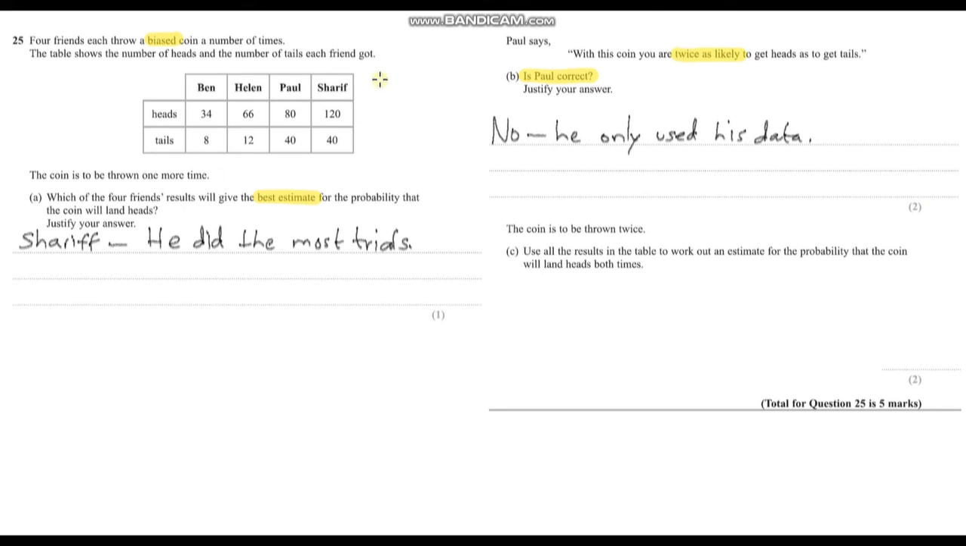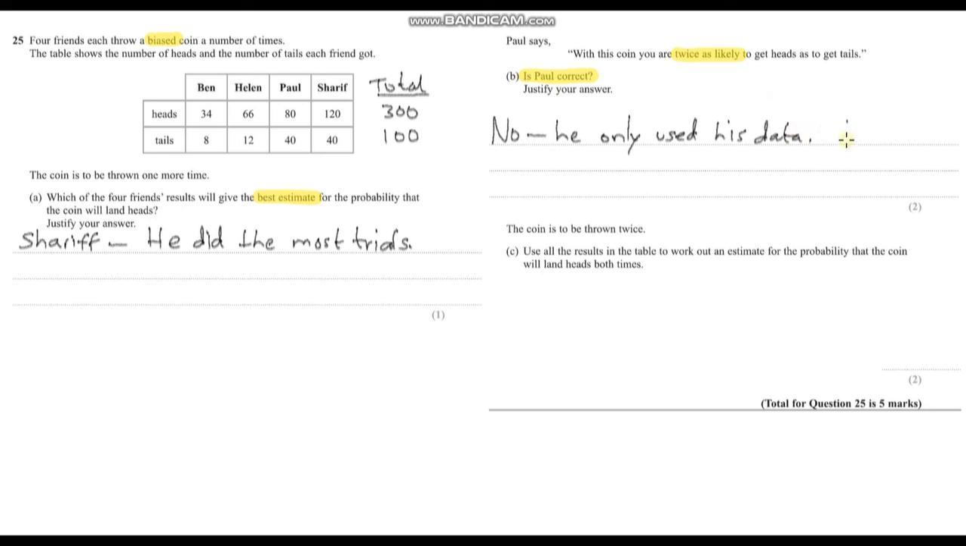Let's work that out. So let's work out the total. Okay, so if he used all of the data, how many heads were flipped? Well, 120 plus 80 is 200, plus another 100, that will give us 300. And the number of tails, well, that's 40 plus 40 is 80, plus 20 is 100.